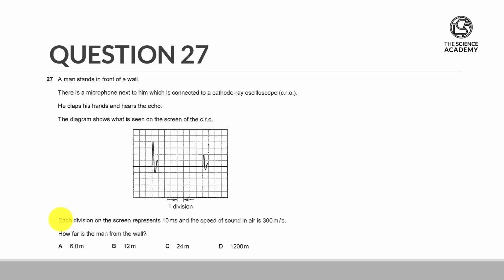In our next question, we have a man that stands in front of a wall and there's a microphone next to him which is connected to a cathode ray oscilloscope. So now, if you cannot imagine the situation in your head, I would recommend that you draw a picture.